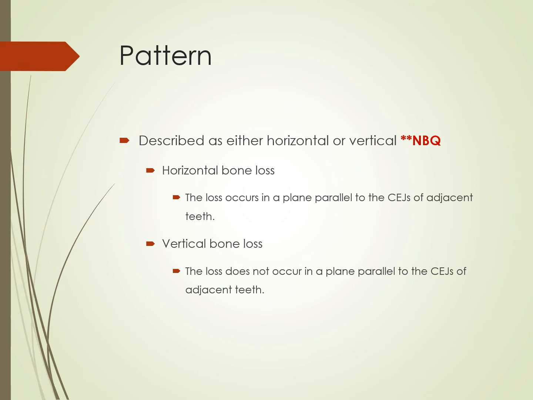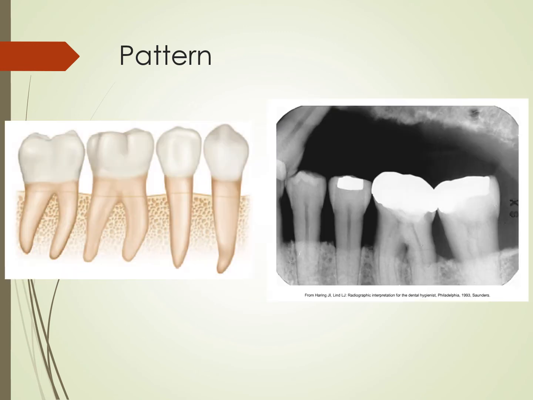I'm going to show you an example of each of these. So horizontal bone, you can see here on this image, is flat. It's straight across, right? Both the distal of this tooth and the mesial of this tooth have the same amount of loss. That is horizontal bone loss. Horizontal bone loss occurs on a plane parallel to the cemento-enamel junction of adjacent teeth.